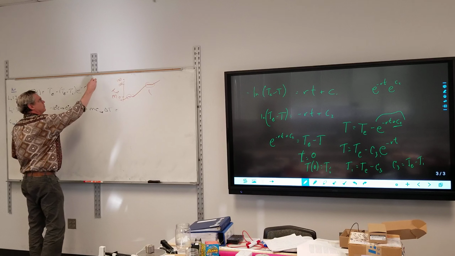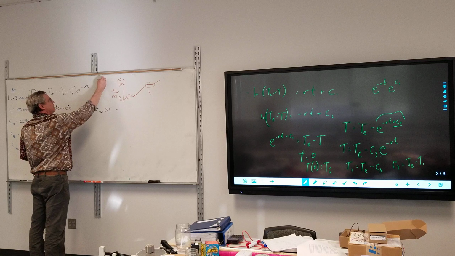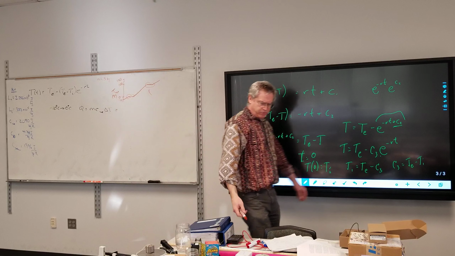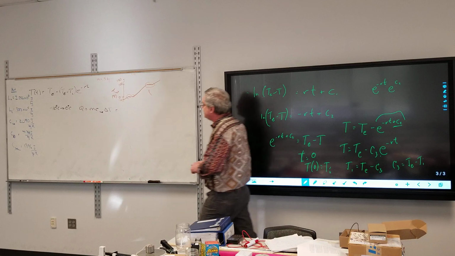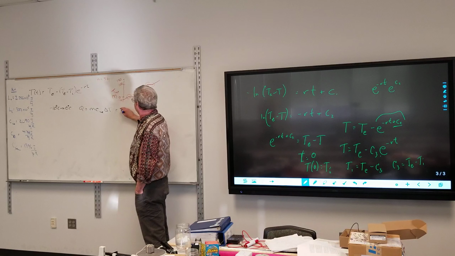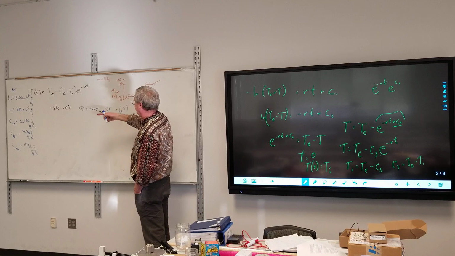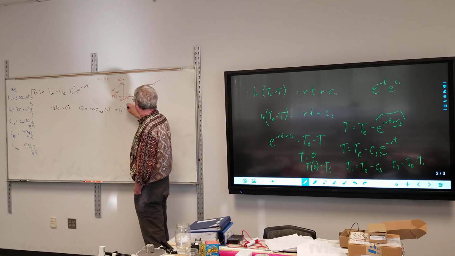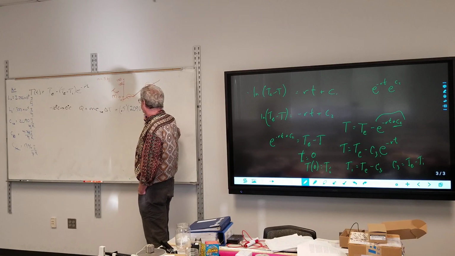I said a half kilogram. So 0.5 times the specific heat of ice, 2090, times the temperature change of 10.